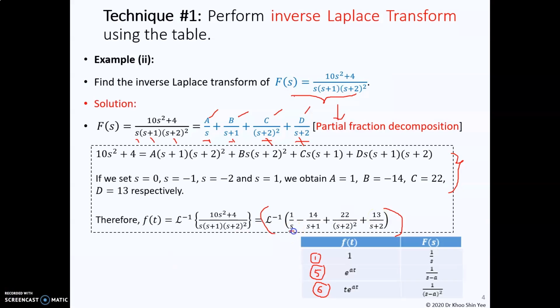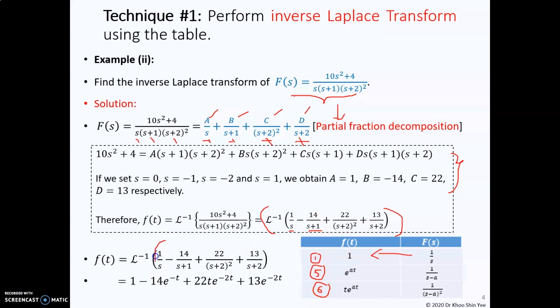When we compare to the table, you find the ones similar to the format. So the 1 over s here is the same as formula 1. S plus 1 here is the same as formula 5. S plus 2 squared is the same as formula 6. And lastly, s plus 2 is the same as formula 5. So we can use formulas 1, 5, 6 to solve this.